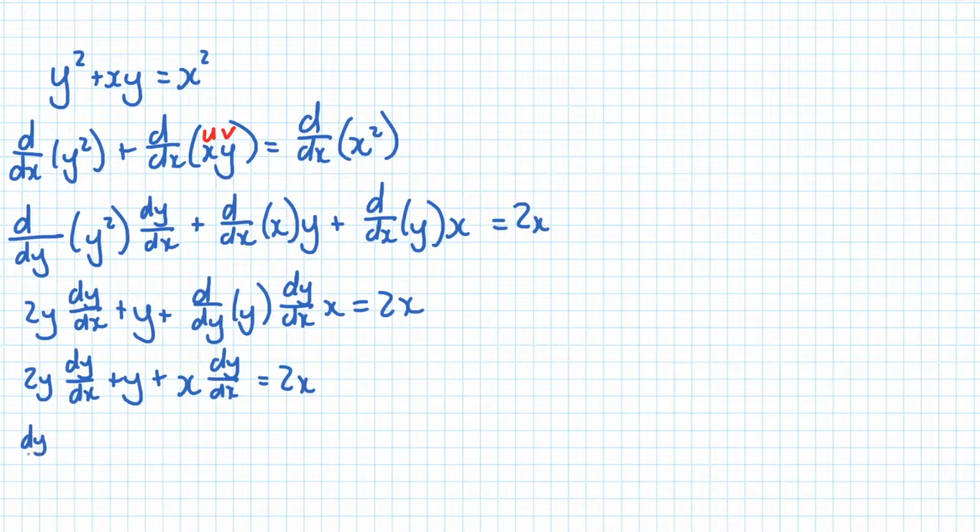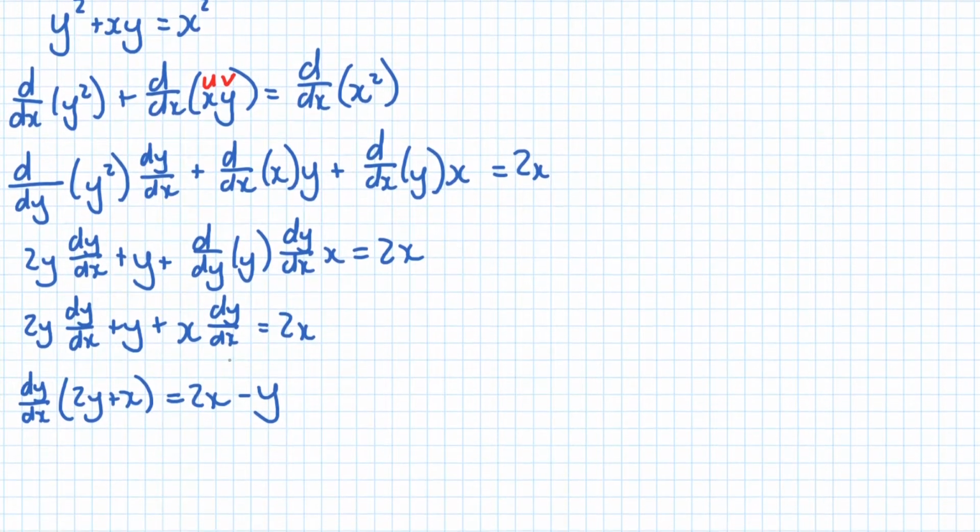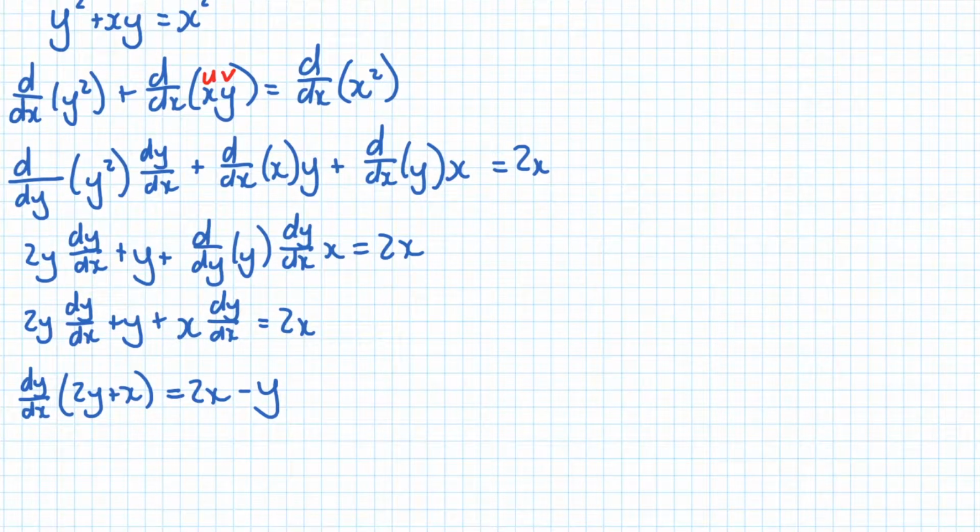So we're going to have dy by dx times 2y plus x. So I've just factored out the dy by dx's. And that's going to equal 2x. And the way we get rid of a positive y on this side is we'll take away y on that side. Now, what we have to do is we have to get rid of this 2y plus x.